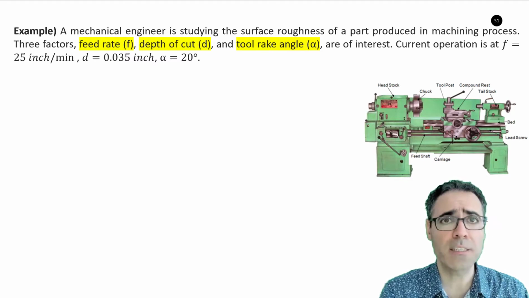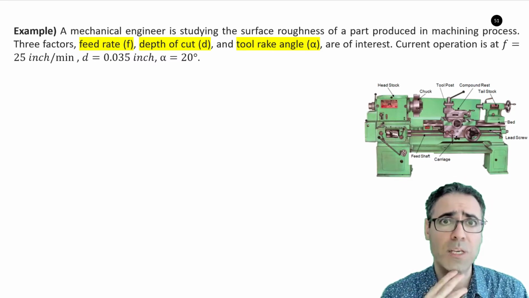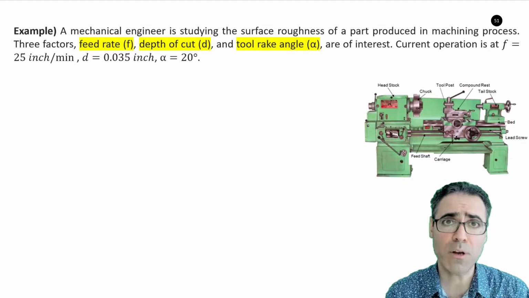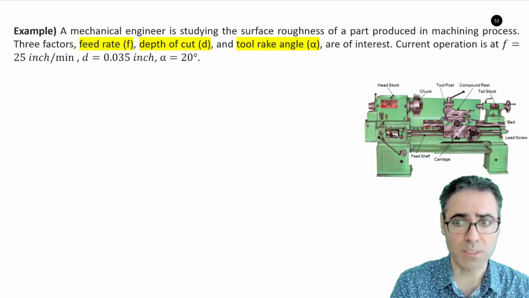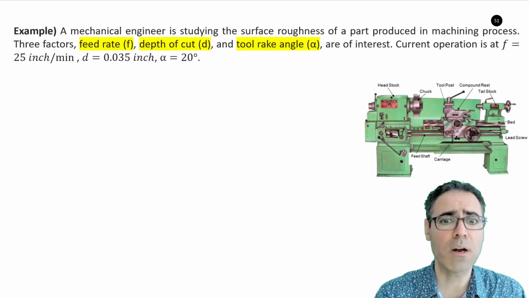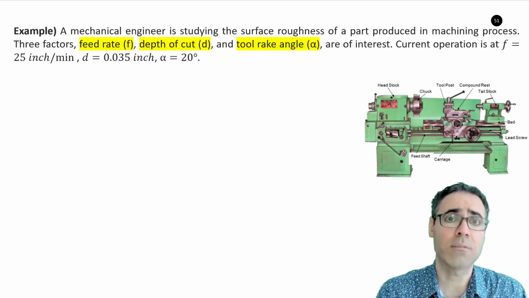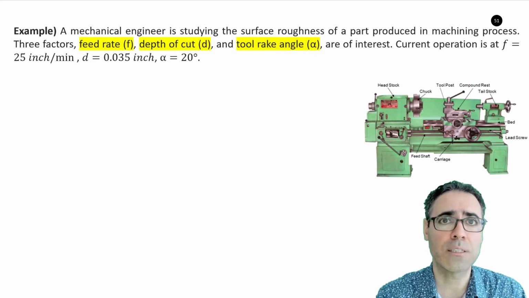One is the feed rate, how fast we do the machining; the depth of cut, how much we cut, 1 millimeter, 2 millimeters, or if it is in inches, what is the depth of cut; and the tool that we use and its angle. One important parameter in a tool when we do machining is the rake angle.